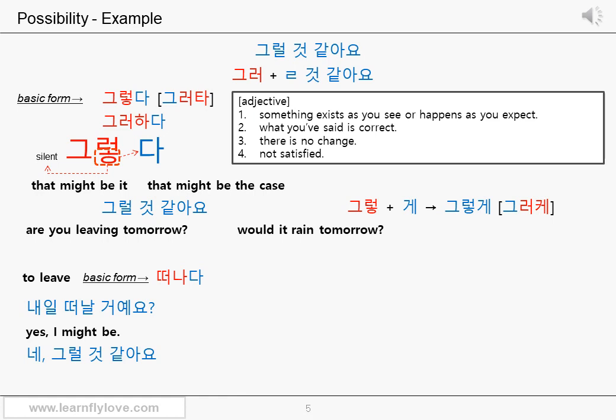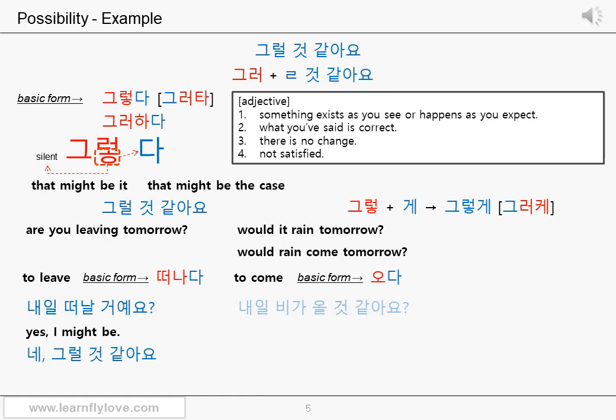Would it rain tomorrow? Actually, in Korean, you should say, would rain come tomorrow? Right? You learned about this before. The basic form of the verb come is 오다, as you know. So tomorrow, 내일, rain, 비가. Let's use the subject particle 가. Would come, 올 것 같아요? 내일 비가 올 것 같아요? Would rain come tomorrow?